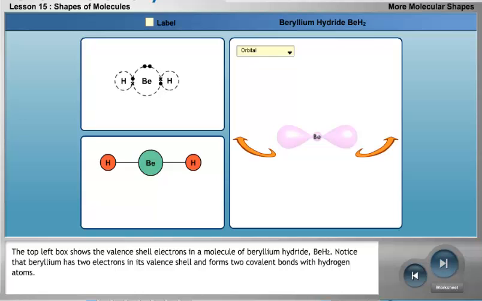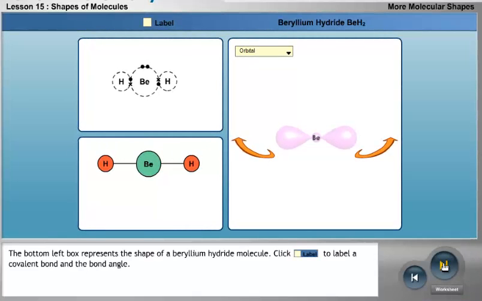The top left box shows the valence shell electrons in a molecule of beryllium hydride, BeH2. Notice that beryllium has 2 electrons in its valence shell and forms 2 covalent bonds with hydrogen atoms. The bottom left box represents the shape of a beryllium hydride molecule. Click Labels to label a covalent bond and the bond angle.